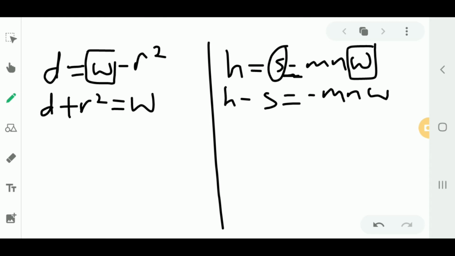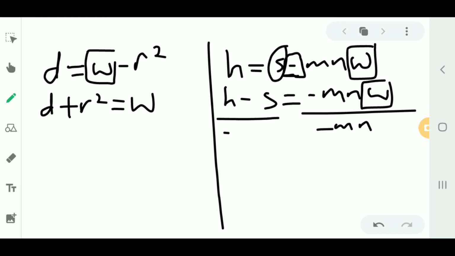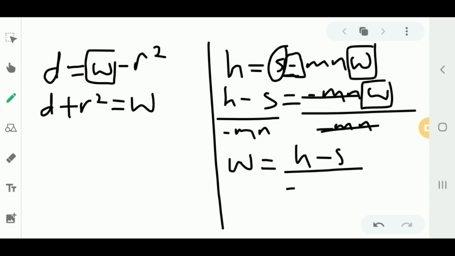Remember, you have to keep the signs that are there. Now we want W, and we're multiplying, so that means we're dividing by minus MN on both sides. So these will cancel, and you have W is equal to H minus S over minus MN.